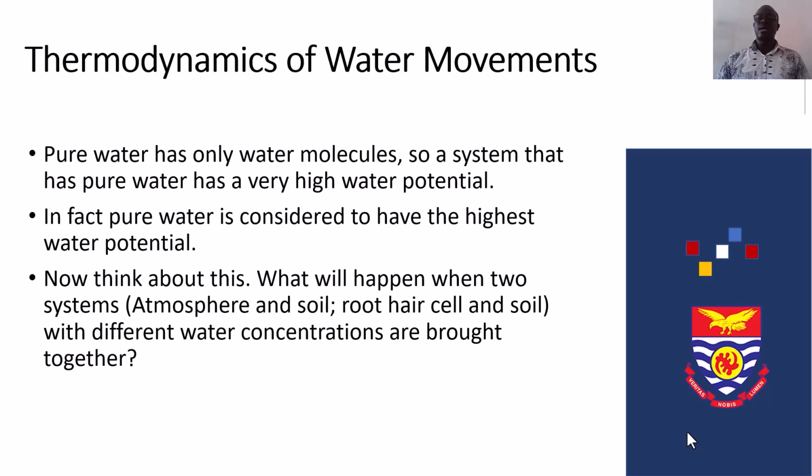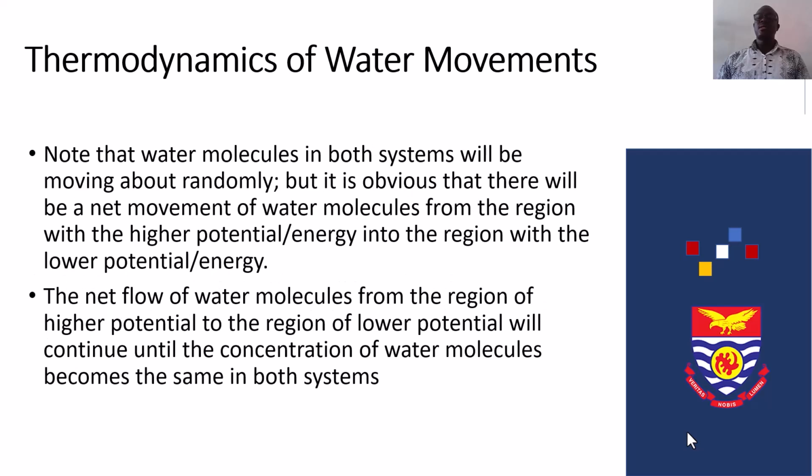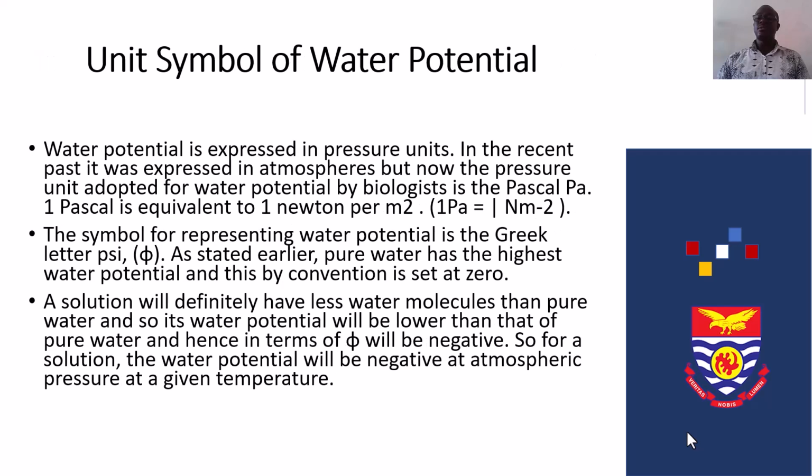Now think about this. What will happen when two systems, atmosphere and soil, root hair cell and soil, with different water concentrations are brought together? Note that water molecules in both systems will be moving about randomly, but it is obvious that there will be a net movement of water molecules from the region with a higher potential energy into the region with the lower potential energy. The net flow of water molecules from the region of higher potential to the region of lower potential will continue until the concentration of water molecules becomes the same in both systems.